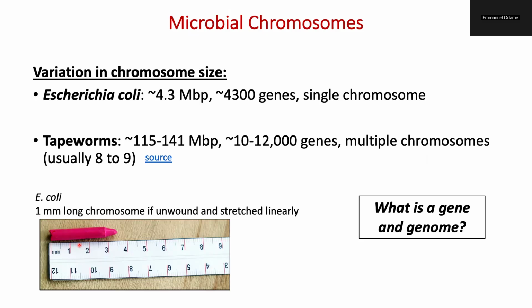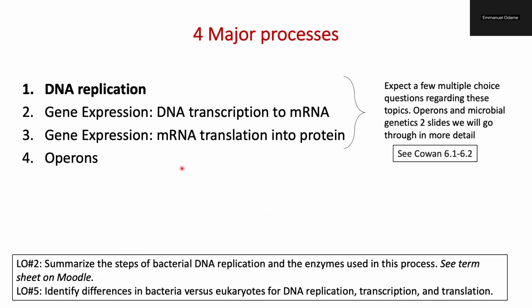Comparing that to tapeworms, you can clearly see that the tapeworm chromosome is larger, at 115 to 141 Mbp, encoding about 10 to 12,000 genes. And it has multiple chromosomes, usually 8 to 9. So you can realize how variable chromosomes can be depending on the organism they are found in.